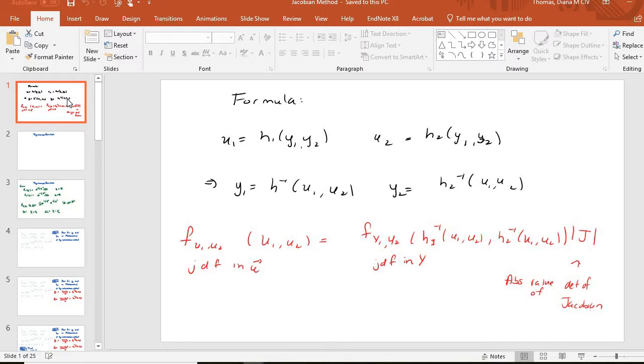Then the transformed PDF is equal to the original PDF with this inverse function plugged in for the y1 and y2, times the absolute value of the determinant of the Jacobian. So to me, when I look at something like that, I'm thinking, that's an algorithm. I just plug through the whole thing.